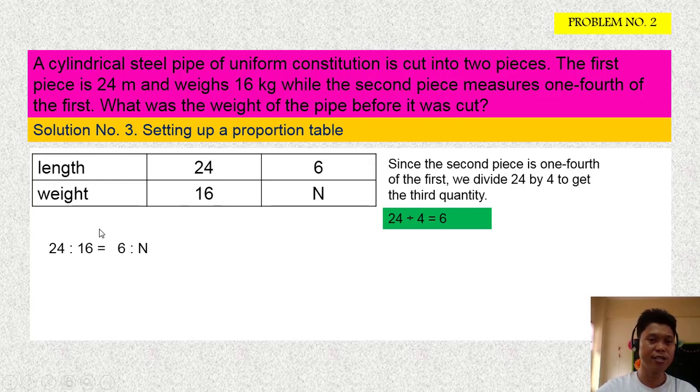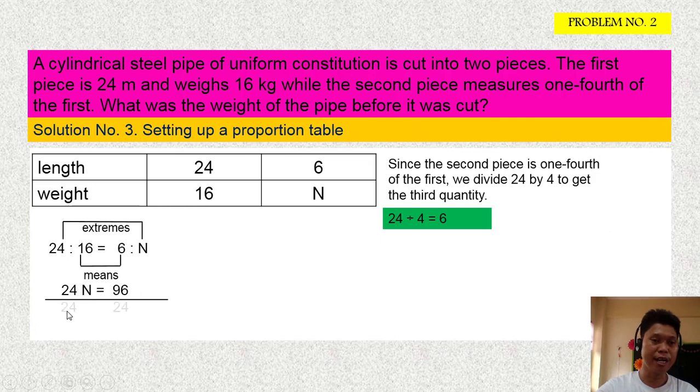The means and the extremes are the outer terms. Then 24 times n is equal to 24n, and 16 times 6 is equal to 96. Then divide both sides by 24 so that only n is left. Cancel out that one. So n is equal to 96 divided by 24, which is equal to 4. Therefore, this is 4.